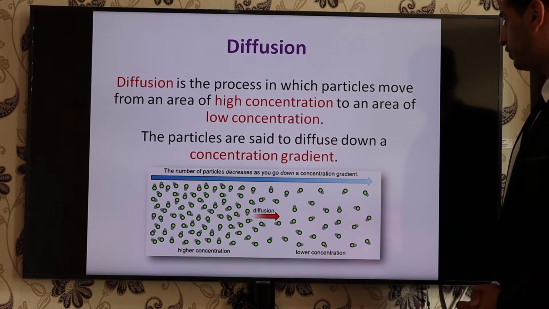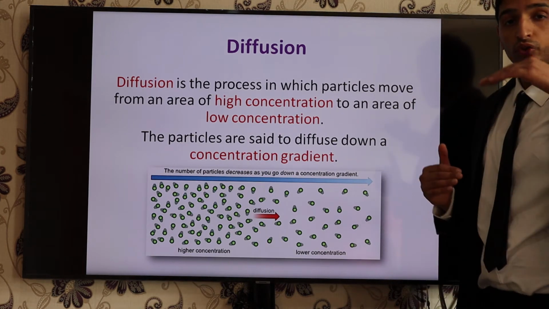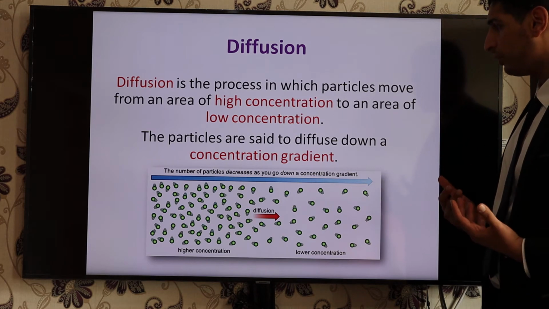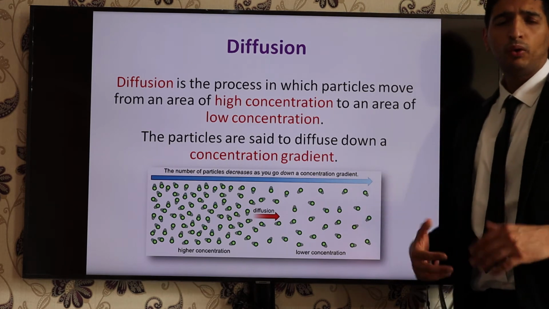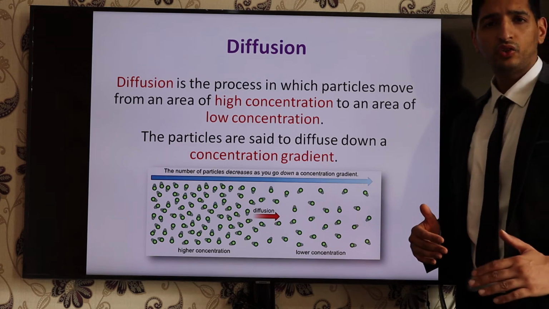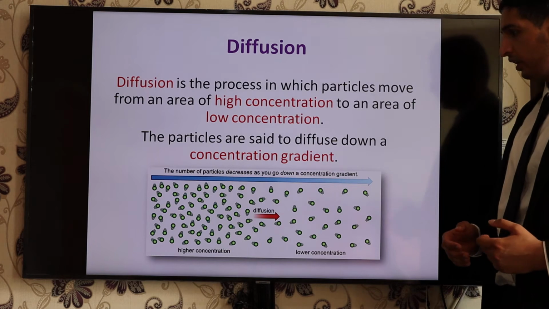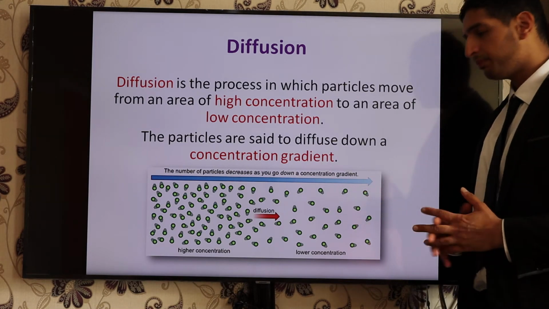Diffusion is the process in which particles move from an area of high concentration to an area of low concentration. Particles are said to diffuse down a concentration gradient. Now it's important to understand diffusion doesn't require any energy, so it's a passive movement that happens. Okay, so as you can see, diffusion is happening here.